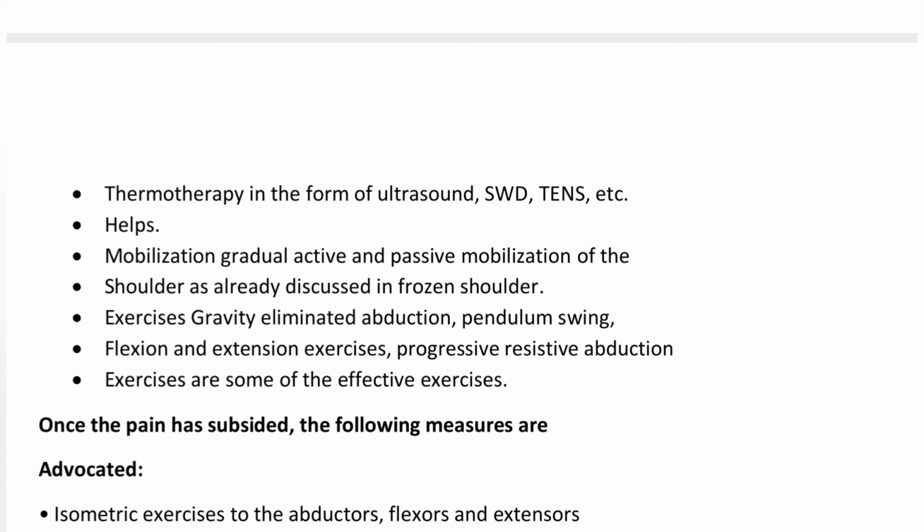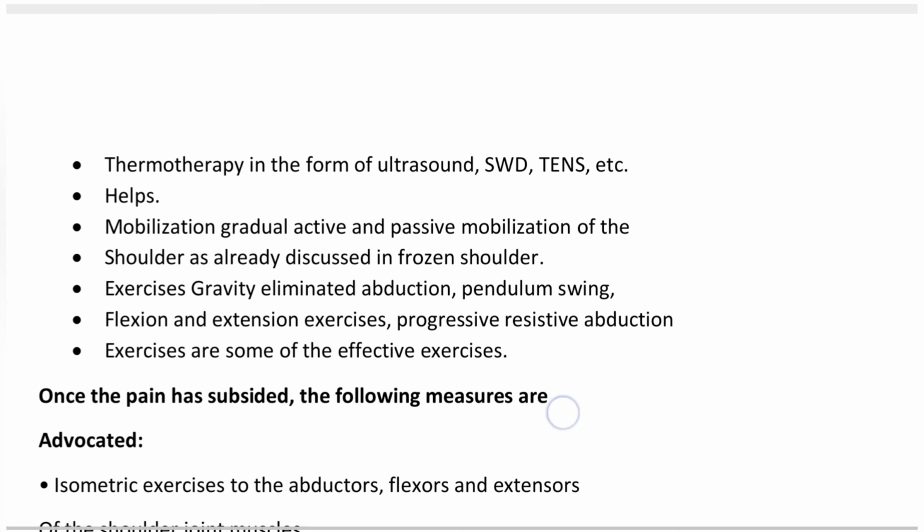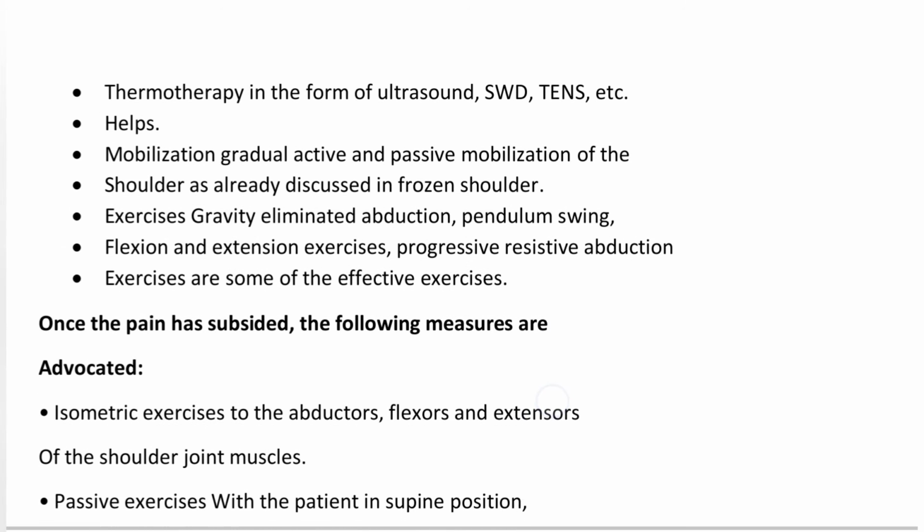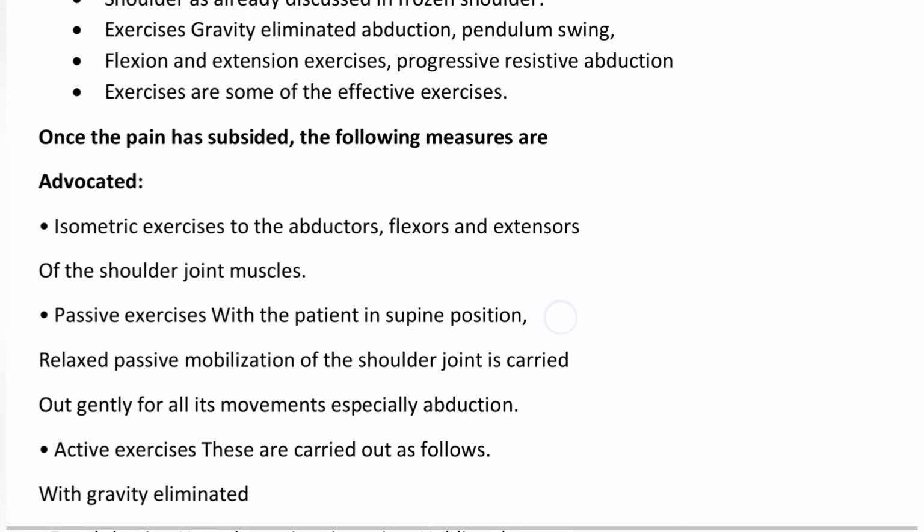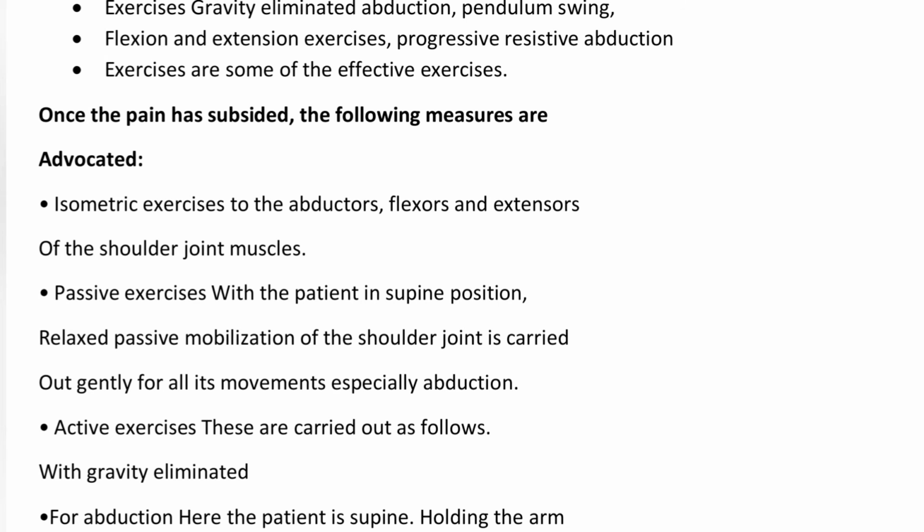These progressive resistive abduction exercises are effective for the last stage of rotator cuff lesion. Once pain subsides, the following measures are advocated. Number one, isometric exercise to the abductor, flexor and extensor muscles of the shoulder joint. Number two, passive exercise with the patient in a supine position. Relaxed passive mobilization of the shoulder joint is carried out gently for all its movements, especially abduction.